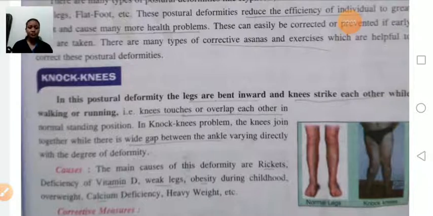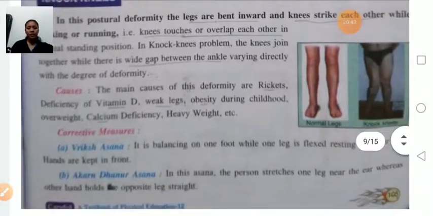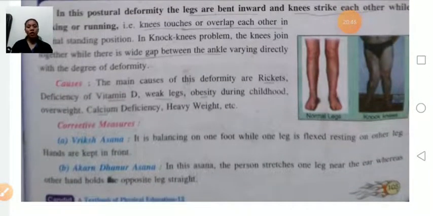There is no gap in between the knees. Usually, if the person does not have knock knee problems, then there is a gap. If the person has knock knee, then there will be no gap between the knees. Their knees touch each other. There is a wide gap between the ankles, varying directly with the degree of deformity. And what are the causes of knock knee?